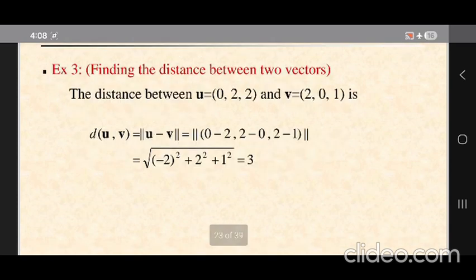Then one example is given: distance between two vectors. Take the two vectors u and v. Find d(u, v), which by definition is the norm of u minus v. Subtract the two vectors: (0 - 2, 2 - 0, 2 - 1). Then by the norm definition, this is the square root of (-2)^2 + 2^2 + 1^2. The answer is 3. The distance between the two vectors is 3.